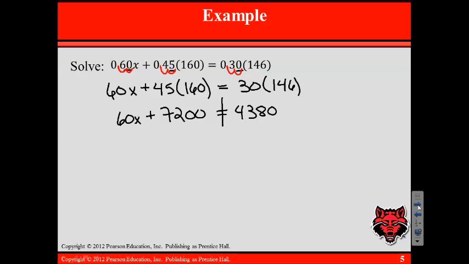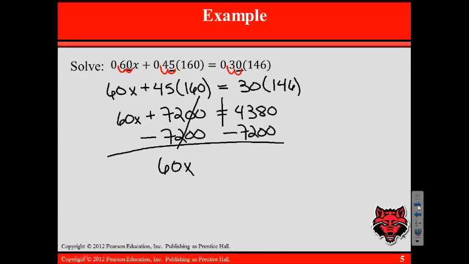All of the x's are already together on the left side, so let's move the constants to the right. We're going to subtract 7,200. And the reason we do that is so that the opposite 7,200s will cancel. We're left with 60x equals. On the right side, we take 4,380 minus 7,200. That will give us a negative 2,820.